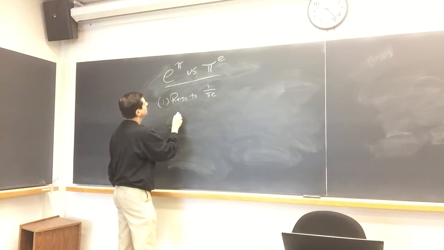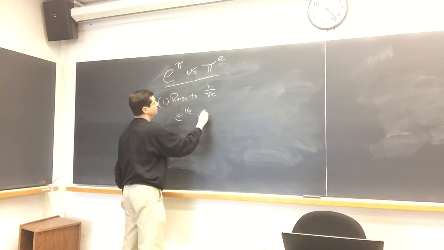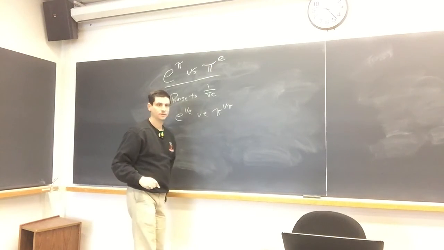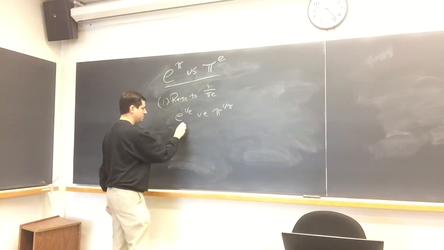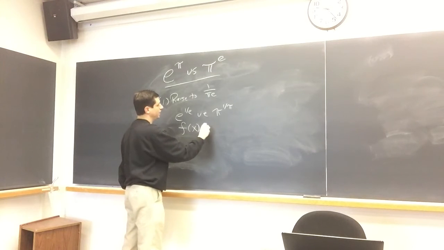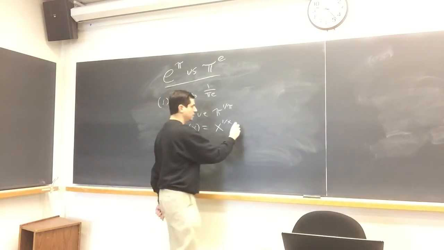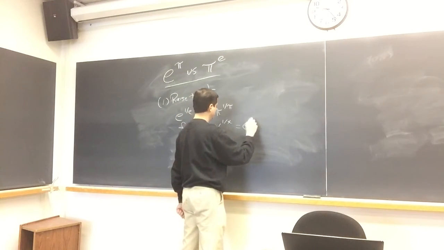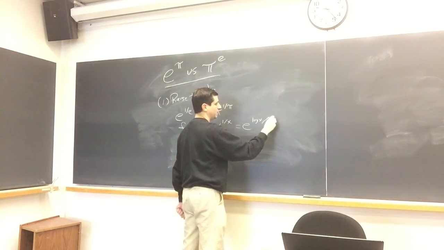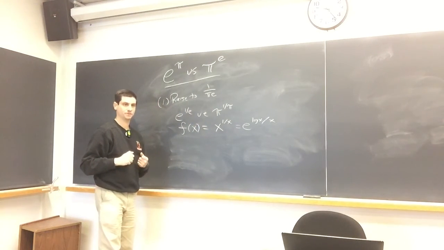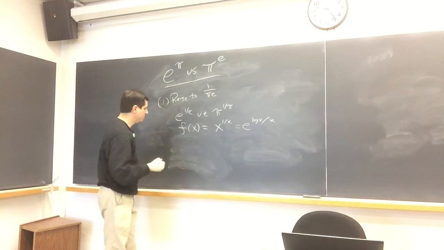And then you get e to the 1 over e versus pi to the 1 over pi. And then you can just use single variable calculus. Good, excellent. So now this is looking at the function f of x is x to the 1 over x. Or it's e to the log of x divided by x. And we want to try to figure out where this function is largest. And so now we can use one-dimensional calculus.